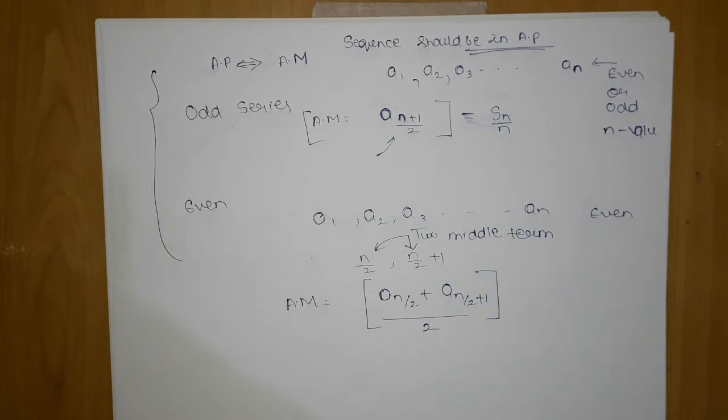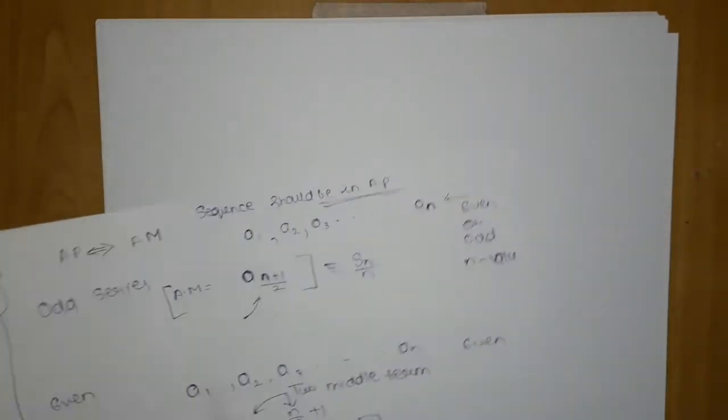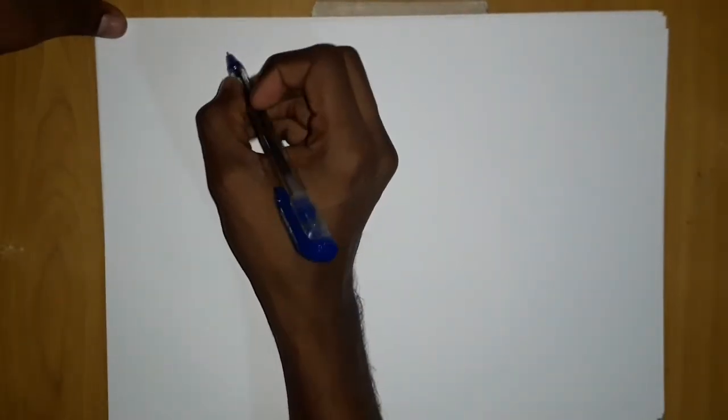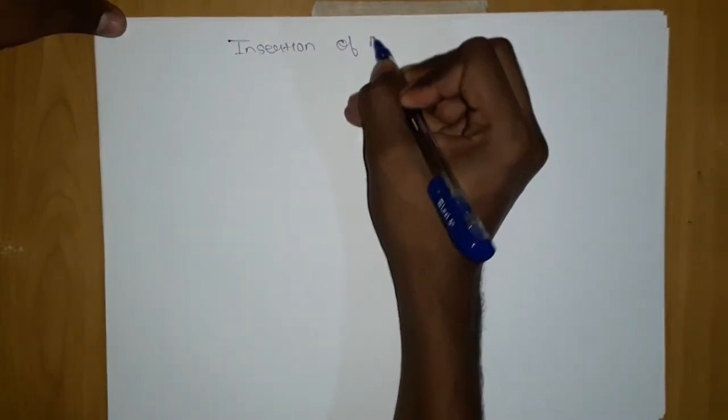Okay, now we will see one more thing. After that we will start with questions, because if I don't teach this, there will be doubts. You will not understand how I am solving the problems. The next thing is called insertion of means, insertion of AM, arithmetic means. Now the condition is that if AMs are inserted, the sequence is in AP. Always keep that in mind.